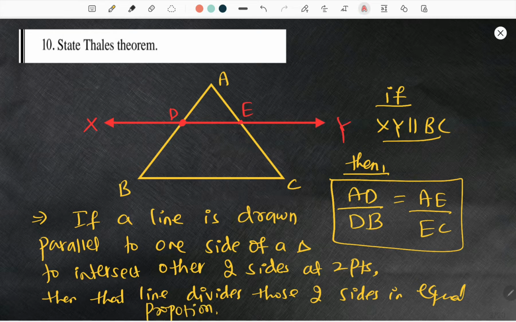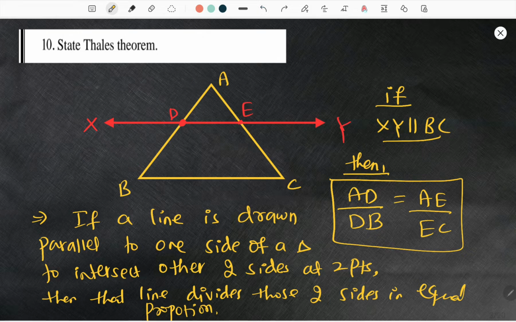All right, try to understand this. There is a line which is drawn parallel to one side of the triangle, that is BC. It intersects the two sides at 2 points D and E. Then we are going to have AD divided by DB equal to AE divided by EC. That's it, it is going to divide them in equal proportion. If it is 2 and 4, then this has to be 3 and 6. The ratio should be the same. So 2 to 4 and 3 to 6, both are 1 by 2 only.